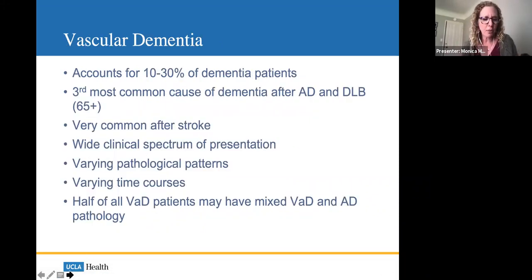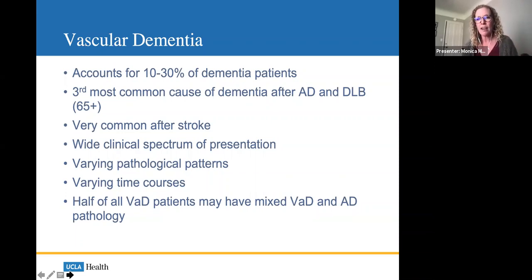Then there's this other type of dementia, vascular dementia. Again, another more common form. If you've heard my other presentations, I have mentioned that vascular dementia is the one where we really know we can do the most to prevent it or reduce our risk. Vascular accounts for about 10 to 30% of all dementia patients, the third most common form.